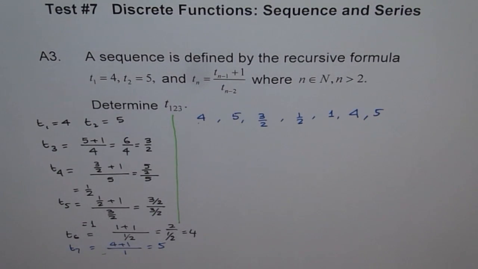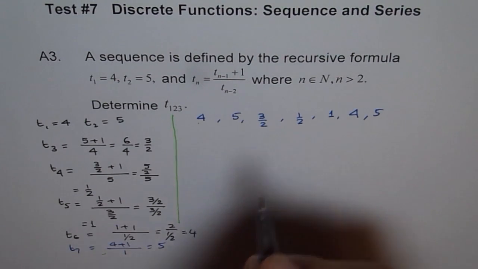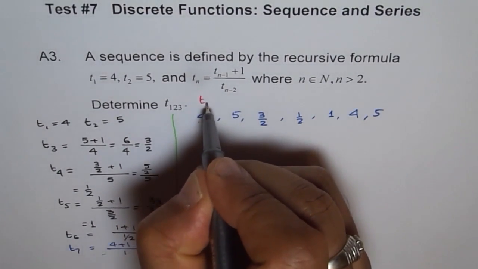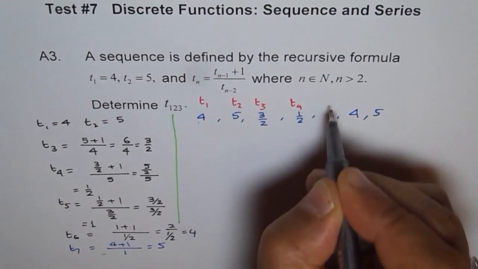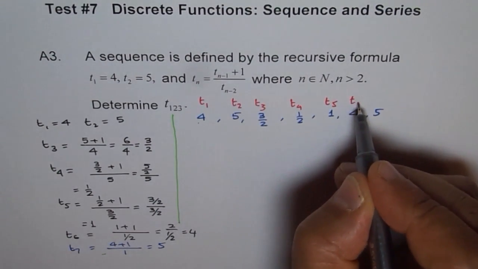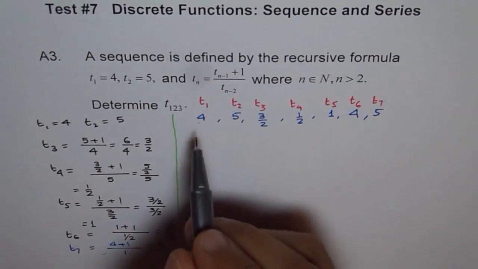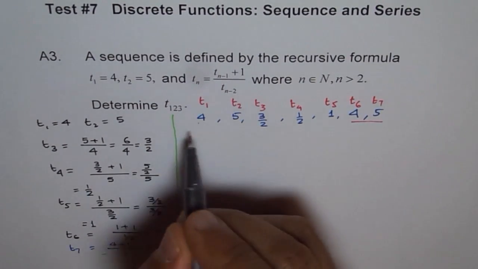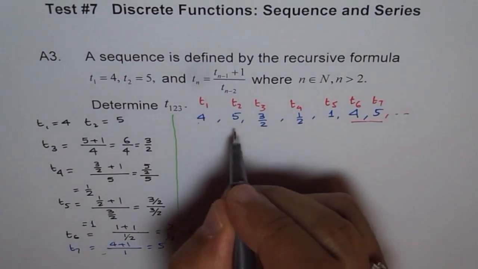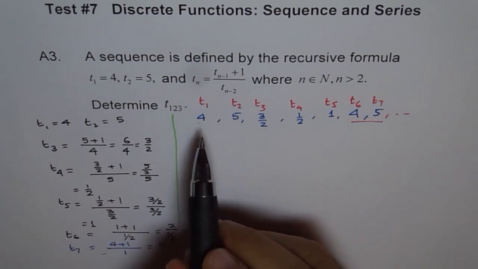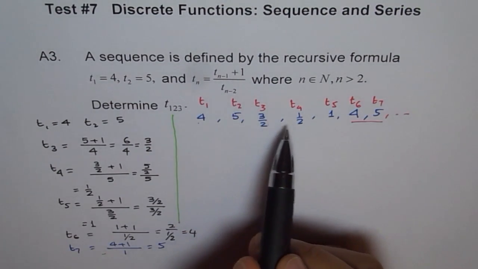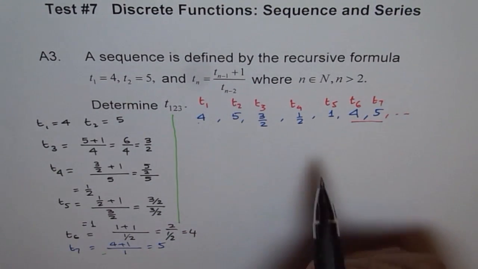So what we see is that the terms are repeating. Let's number them: this is T1, this is T2, T3, T4, T5, T6, T7. And again we got the same terms, 4, 5, and therefore the sequence will repeat. So this is a repeating pattern where it repeats after 5 terms. The 6th term is repeated.